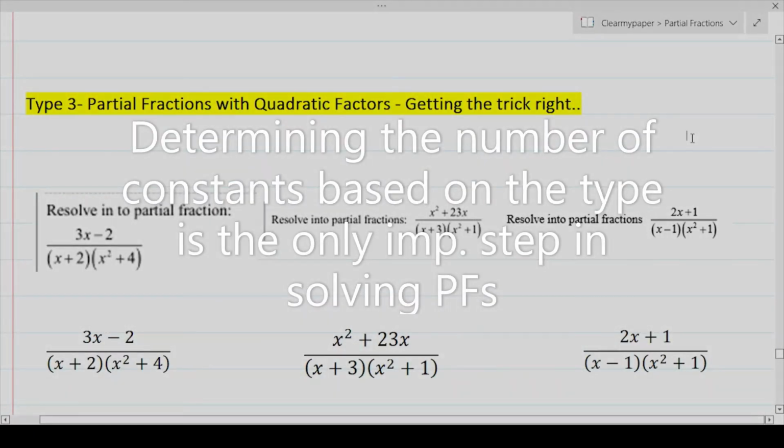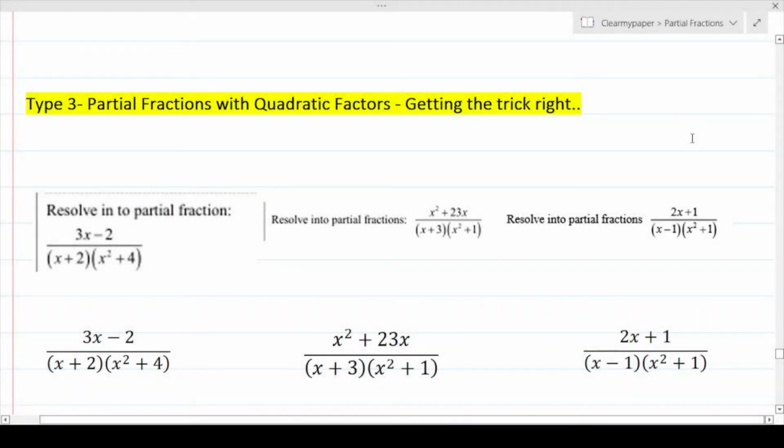Let's start understanding type 3. We have finished up type 1 and type 2. Let's jump into understanding type 3 partial fractions with quadratic factors.